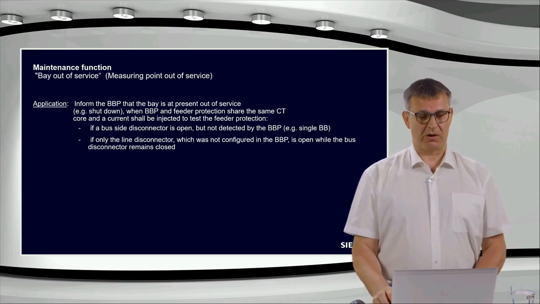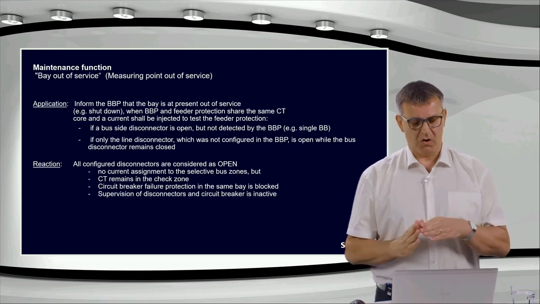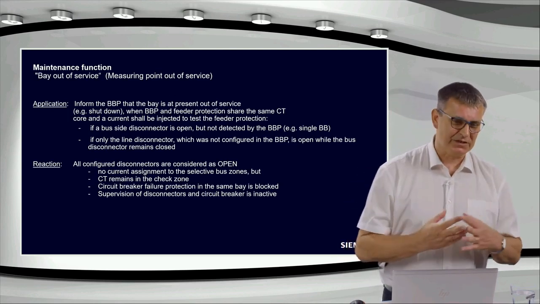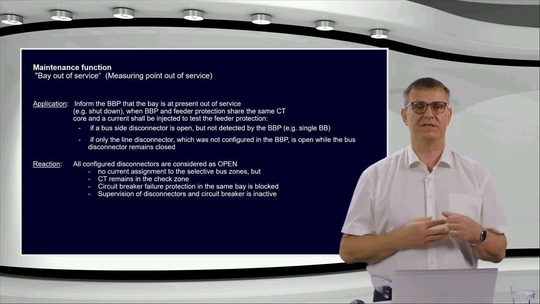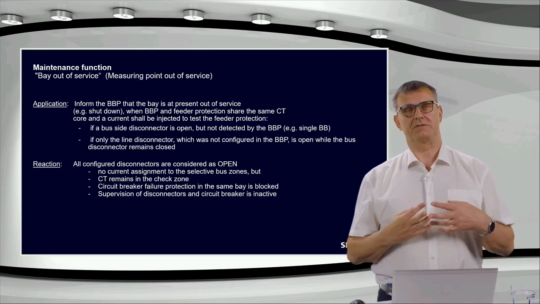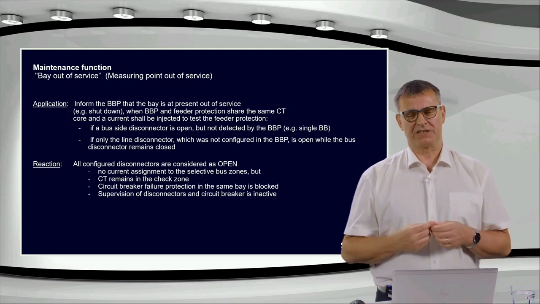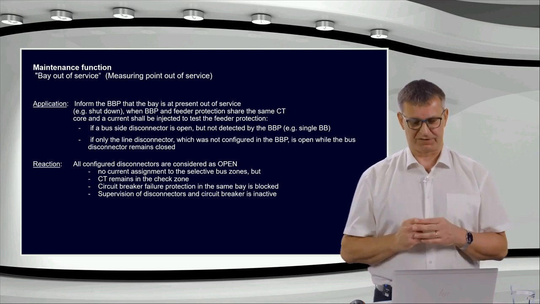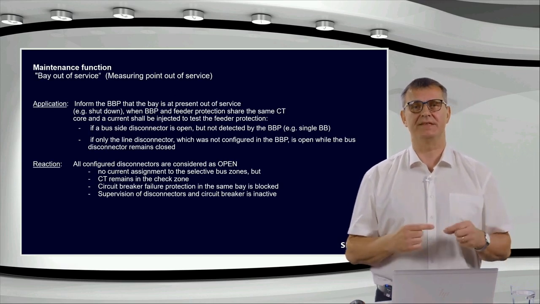If we activate the bay out of service, what will happen? The reaction is that all configured disconnectors are considered as open. And if we don't have configured busbar disconnectors, which is possible in the 7SS85, you can directly connect a CT to a bus zone. Then a virtual busbar disconnector would be opened, so no assignment to any selective zone would happen. The CT remains, nevertheless, in the check zone.